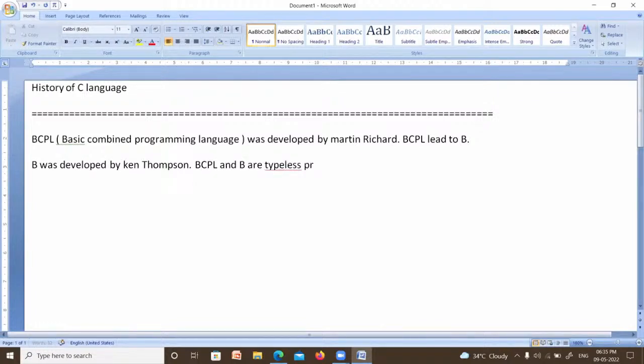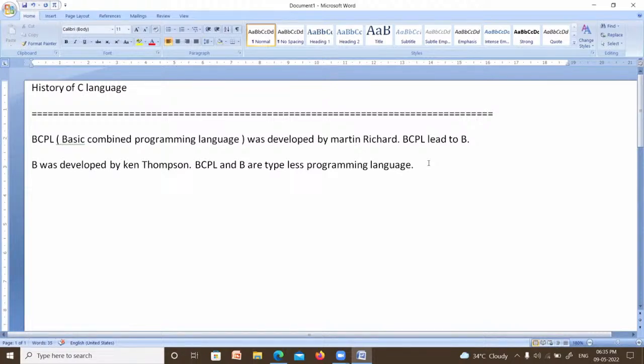What is the meaning of typeless? Typeless means there are no data types. In C language, you can find character, integer, float, double. Four data types are there, no? In these two languages there are no data types, so it doesn't support any data type. So it is called a typeless programming language.